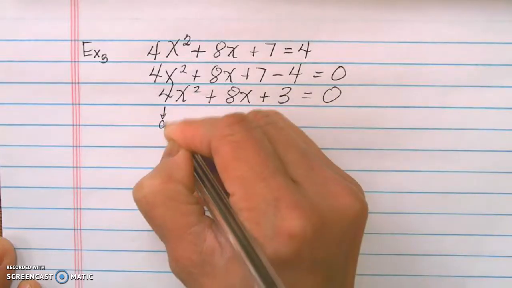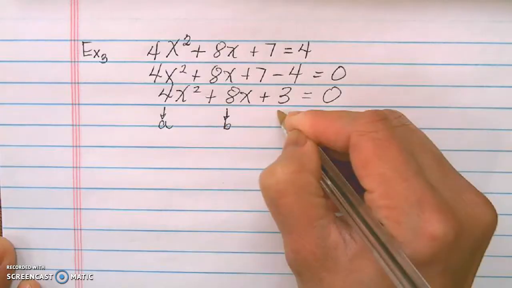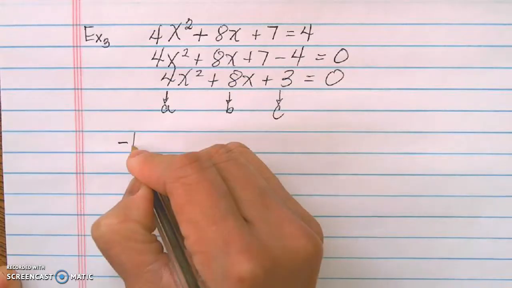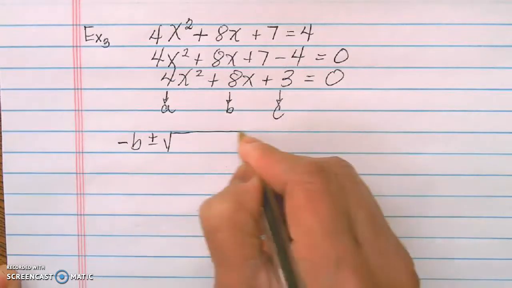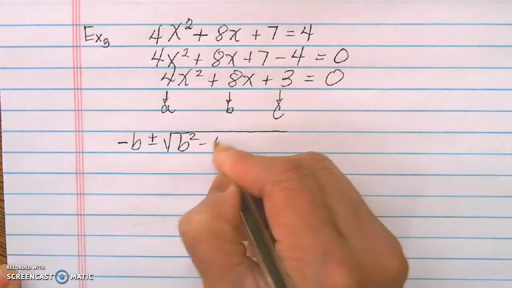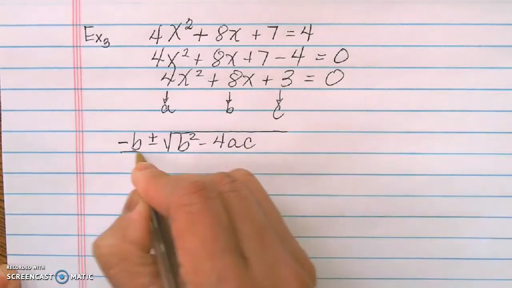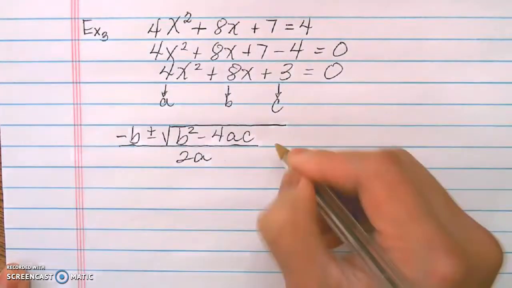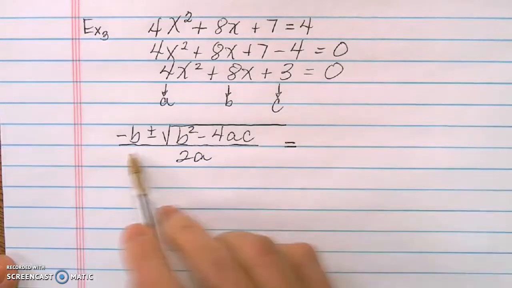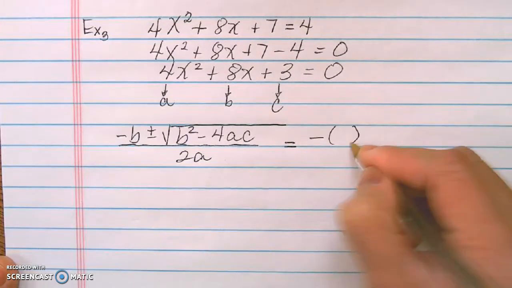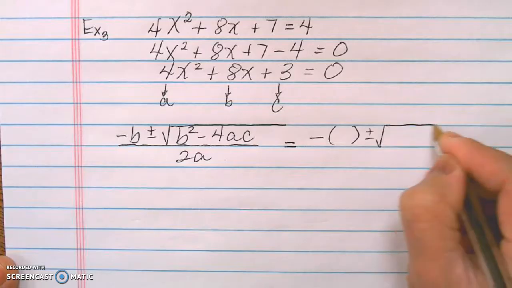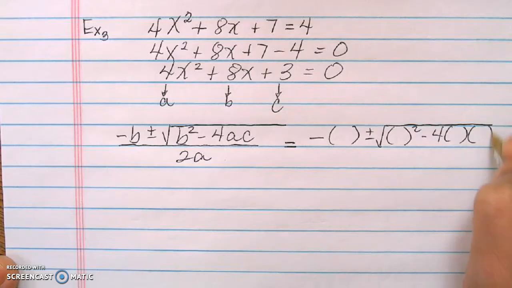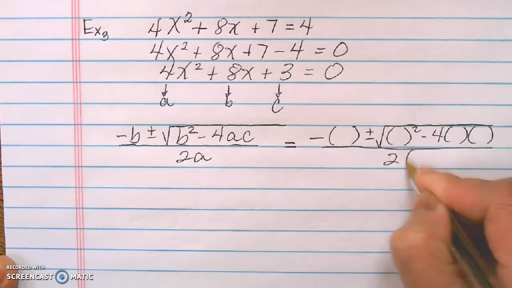This is our A, this is our B, and this is our C. So now let's begin. Negative B plus or minus the square root of B squared minus 4AC all over 2A. Again, we're going to change all the variables into parentheses and then we will plug later. Parentheses squared minus 4 parentheses all over 2 parentheses.